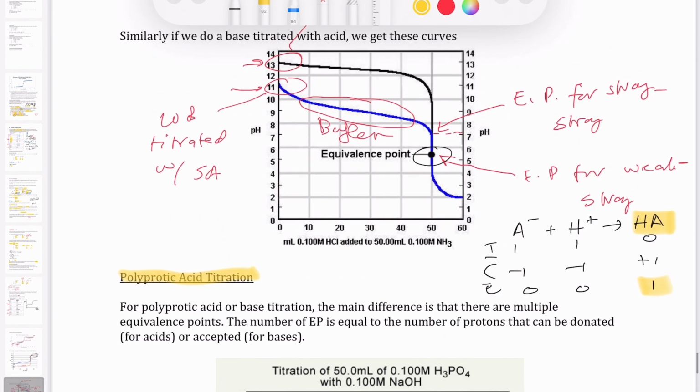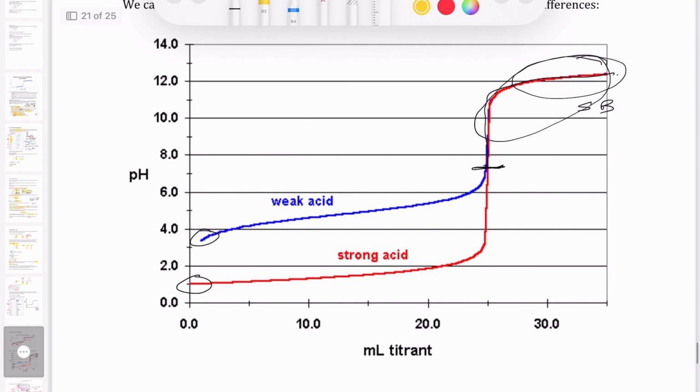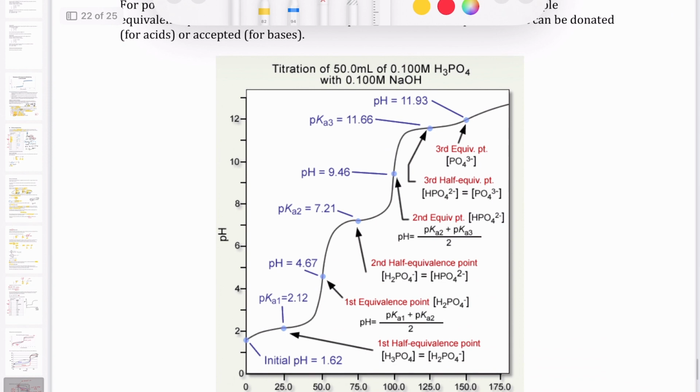Polyprotic acid, the way you can think about it is sort of like adding up all of the different monoprotic acids. So if I have a triprotic acid, for example, it's kind of like having 3 of these weak acid, strong base titrations stacked up on top of each other. So here's an example. This is a triprotic acid, phosphoric acid, and it's being titrated with sodium hydroxide.